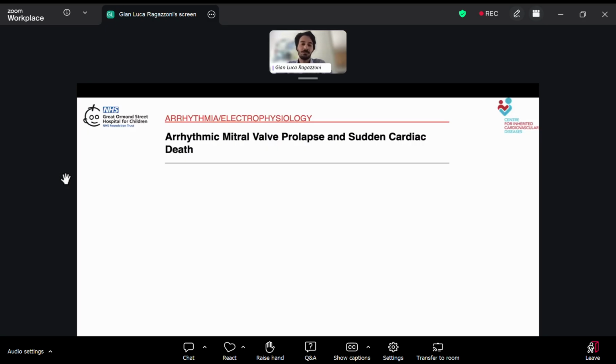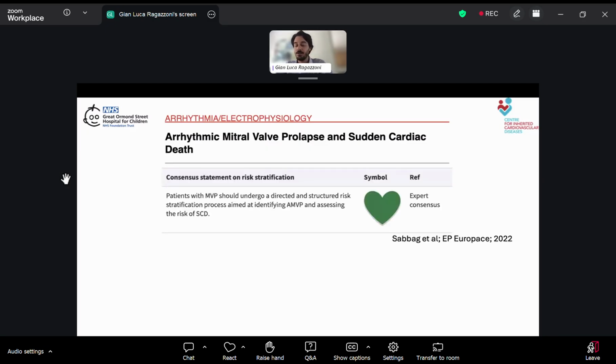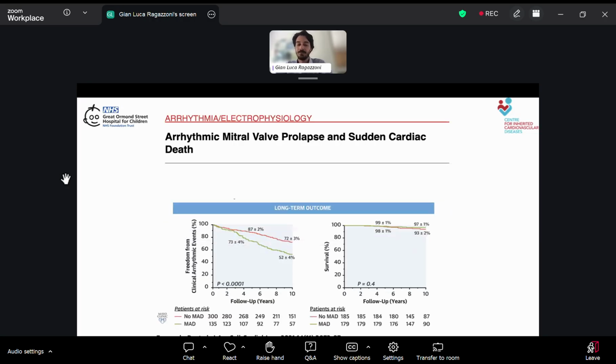The first studies on this date back to the early 1980s, an autoptic study, and more recently another autoptic series from the group in Venice of Cristina Basso linked mitral valve prolapse with sudden cardiac death. And these are the recommendations of the European Heart Society: patients with mitral valve prolapse should undergo a structural risk stratification process aiming at identifying the risk of sudden cardiac death. Specifically, one of the things we should look for is the mitral annular disjunction.